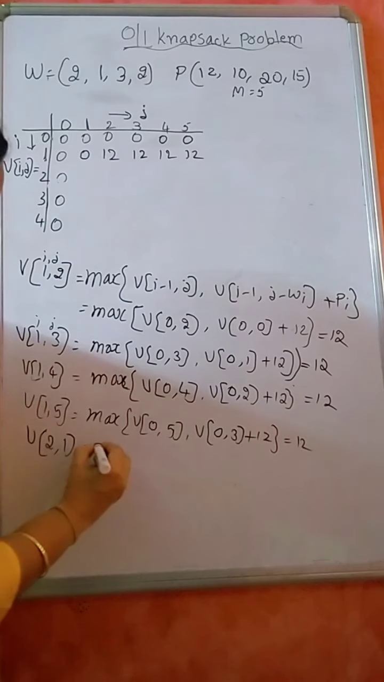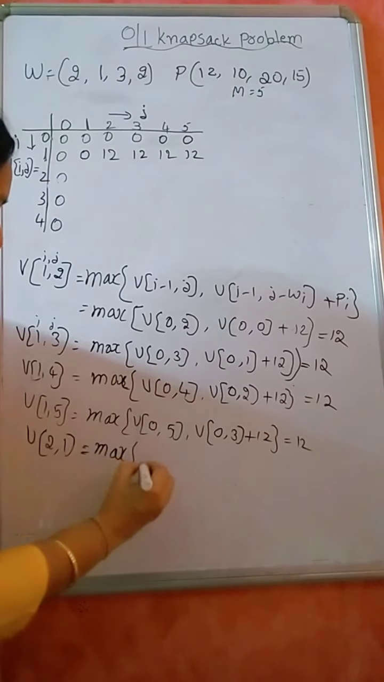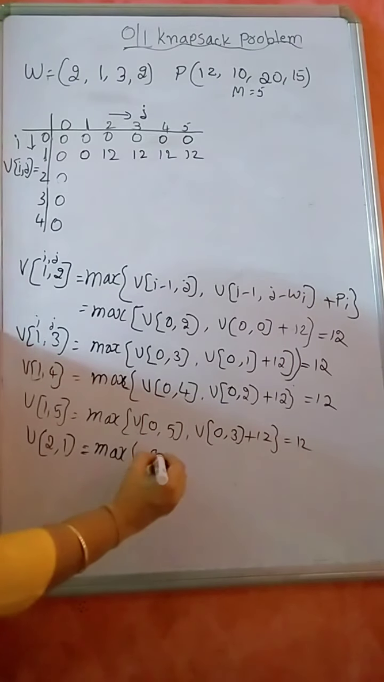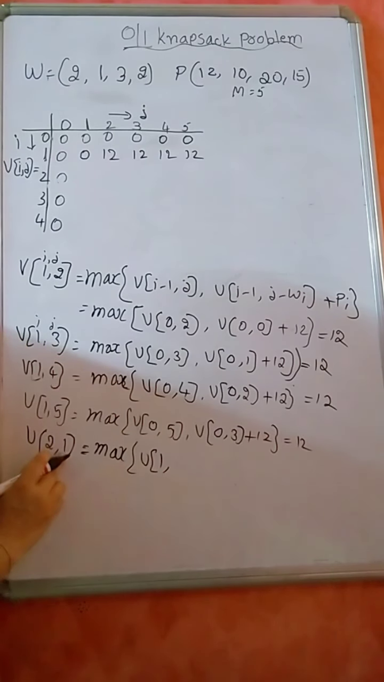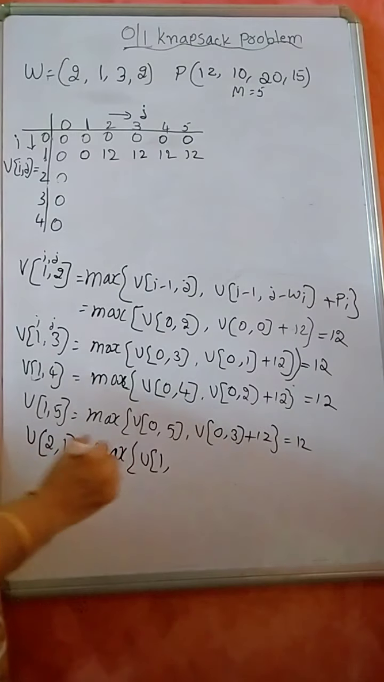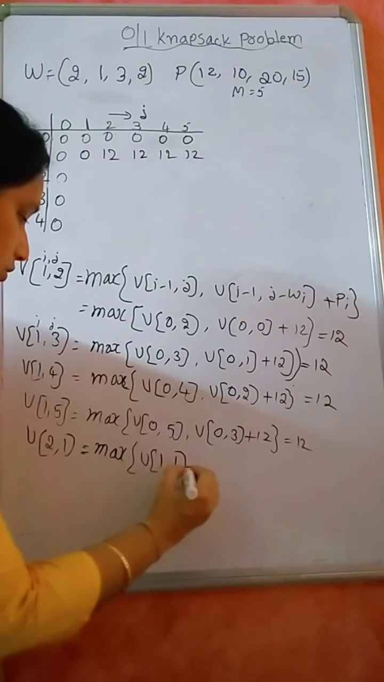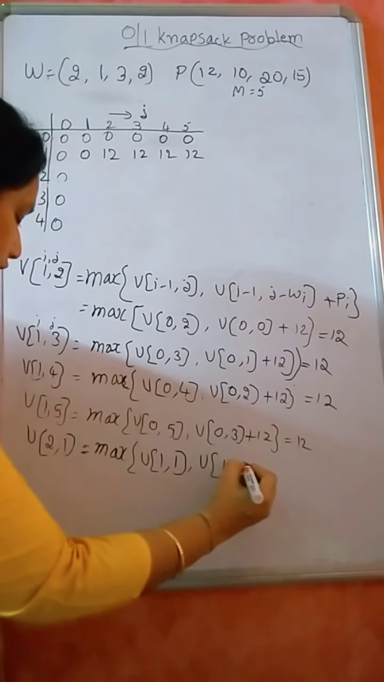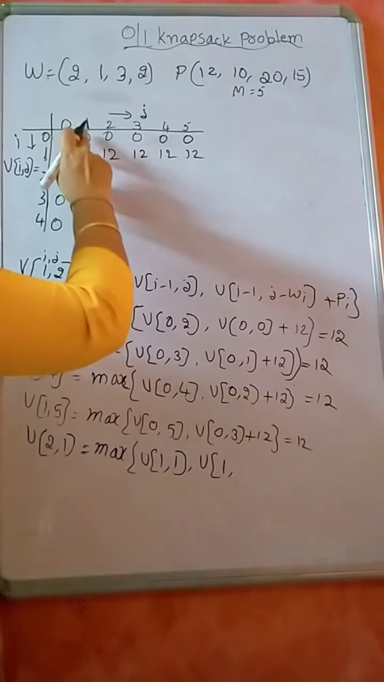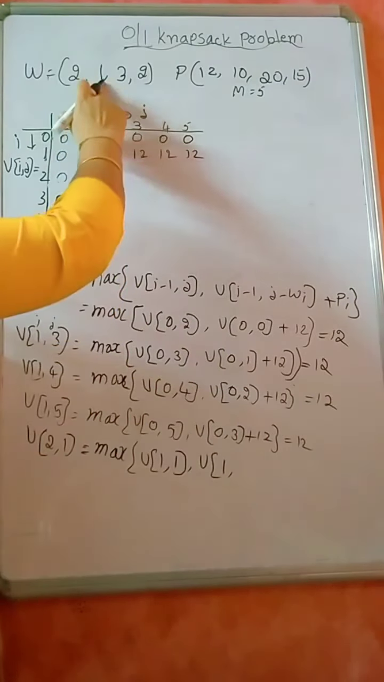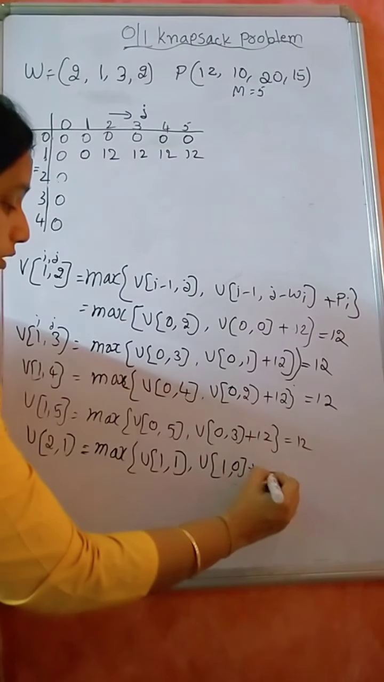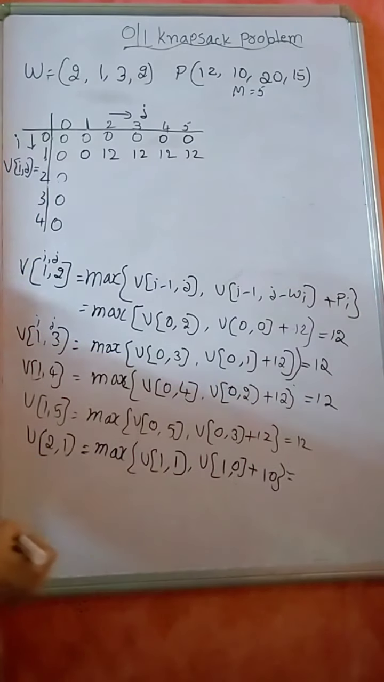Yes. If that is the case, it is max of V of I minus 1, J, comma, V of I minus 1, J minus Wi. Wi is the weight of the second object. It is also 1. So it is 1 minus 1 is 0, plus what is the profit of adding this? 10. So what is V of 1, 1?